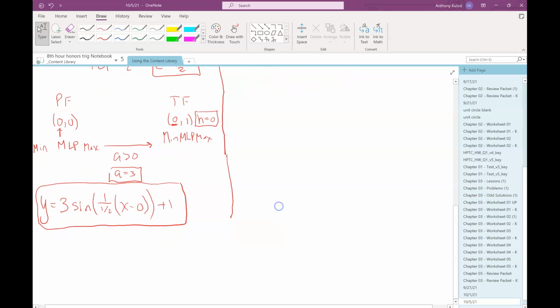Just as a little aside, let's talk about why the x-coordinate from the parent or from the transform function is giving us the h.